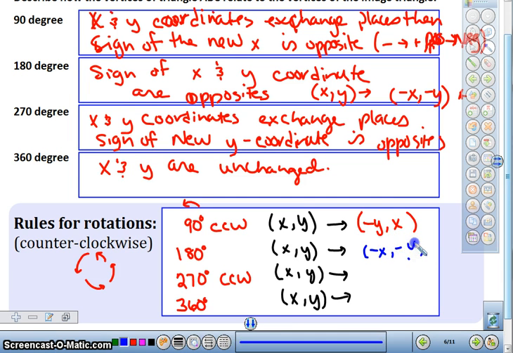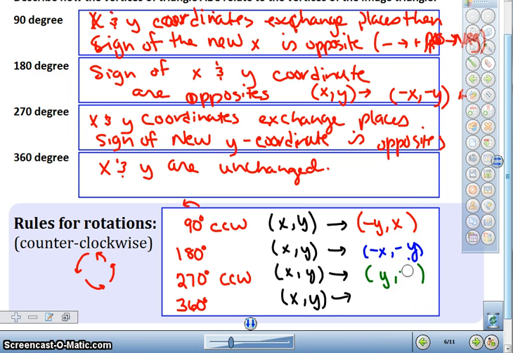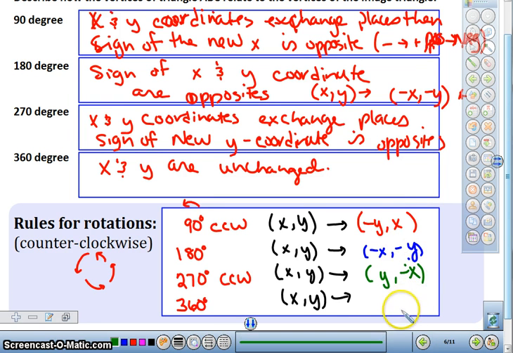So negative or opposite. As we look at the next one, when we are looking at 270, again, what happens to our coordinates? They switch around, so it becomes y and x. But this time, instead of the first one becoming the opposite, like in a 90, the second one becomes the opposite, so negative x. And our last one, everything is going to stay exactly the same.